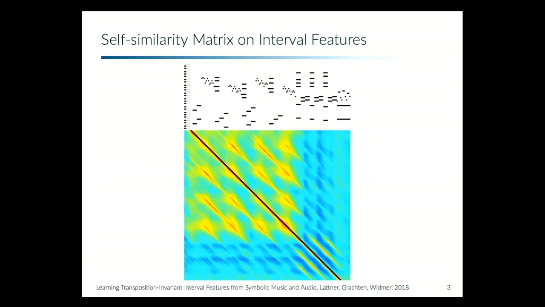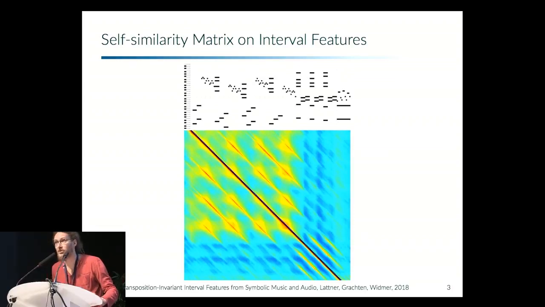And if we project the sequence into the latent space of this model, we can then just compute the self-similarity matrix on these features. And we see here these nice red diagonals, which indicate that there are repetitions in music. And if we then just detect these diagonals, we basically just detect our repeated themes or sections.